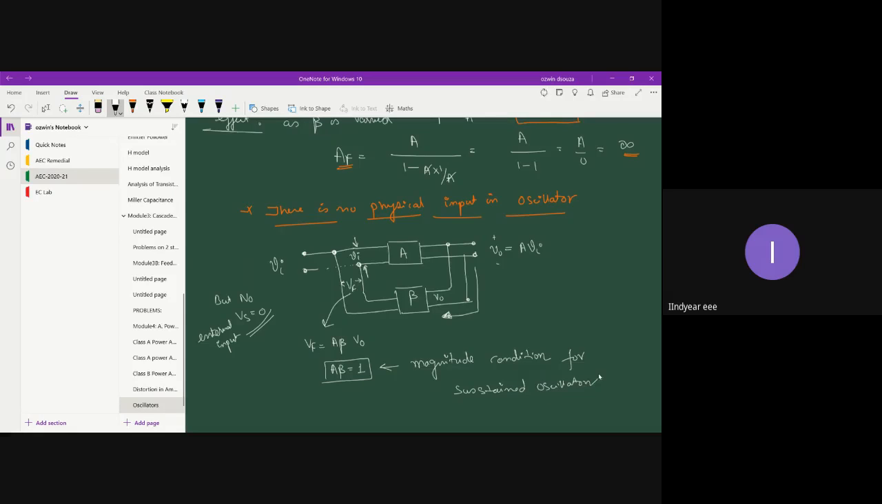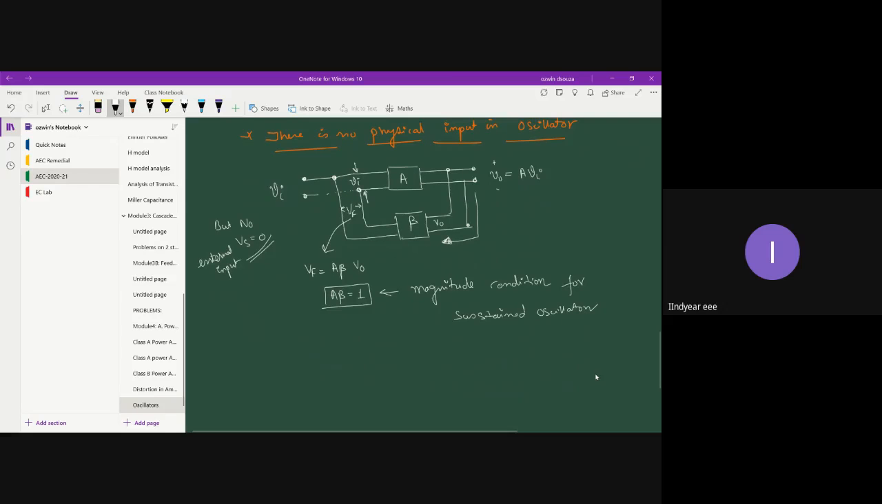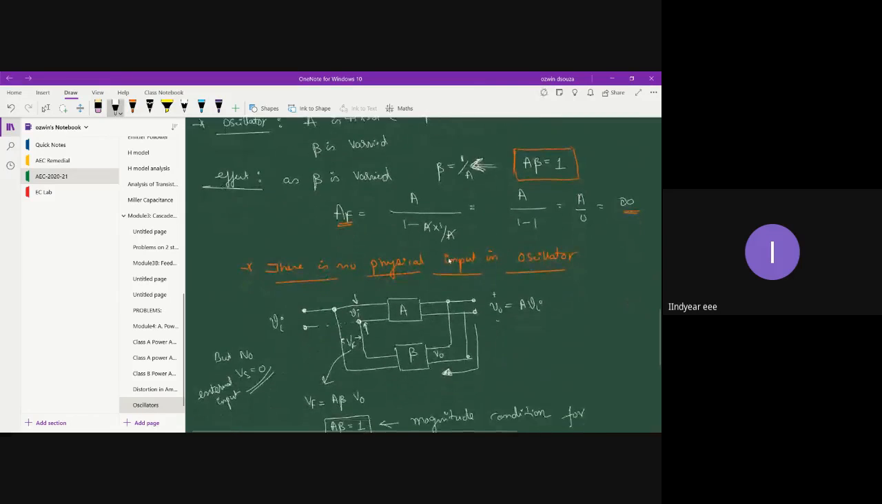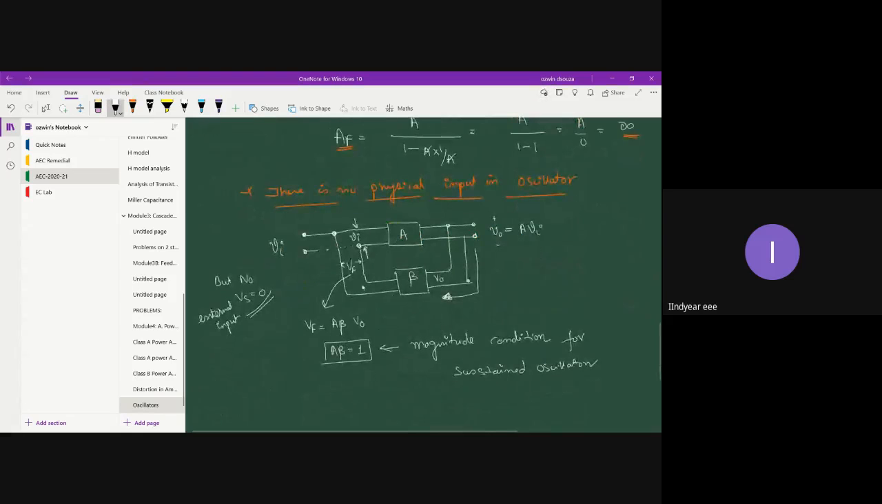I've already discussed in terms of equation that when A beta is equal to 1, AF is going to be very, very high. So when A beta is equal to 1, your feedback signal is equal to the output signal, and the same feedback signal VF acts like the input signal to the amplifier. So even when there is no physical input, that is, even when Vs is equal to 0, the oscillator circuit still gets the input Vi through the feedback mechanism. This concept is called the oscillator operation. So A beta equal to 1 is called the magnitude condition for sustained oscillations.